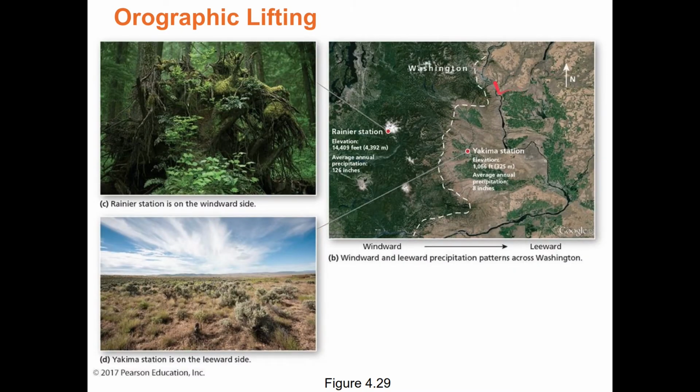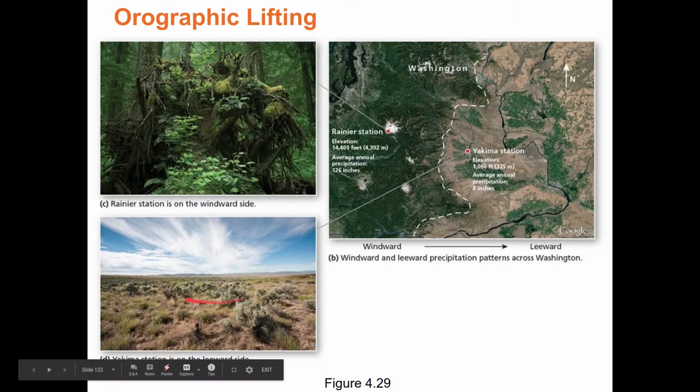So an example, here we've got a Google Earth shot showing the ocean, the windward side of the Cascades, and then the leeward rain shadow side, like Yakima. They get 8 inches of rain. Over here, Mount Rainier, they get 126 inches of rain. So literally, a temperate rainforest as opposed to steppe and kind of semi-desert scrub.